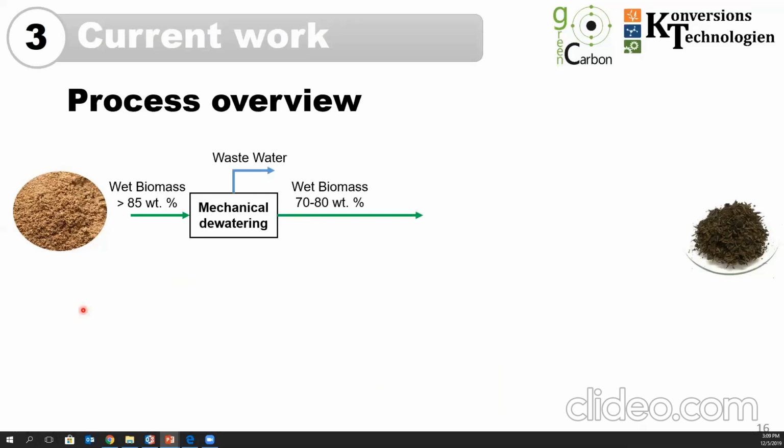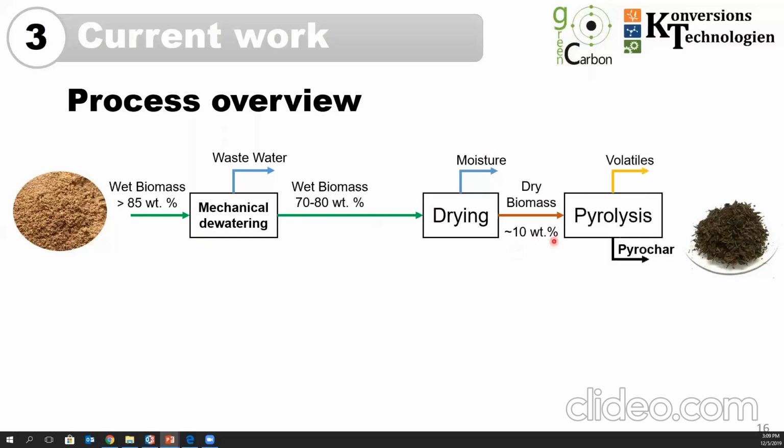Then this kind of biomass can be mechanically dewatered, where we remove part of the water and reduce the moisture content to 70–80%, depending on the technology used. Then, in the classical process with dry processing, we have to dry our biomass to a moisture content of around 10–15%, and then we can do pyrolysis. So we produce, let's call it, pyrochar.